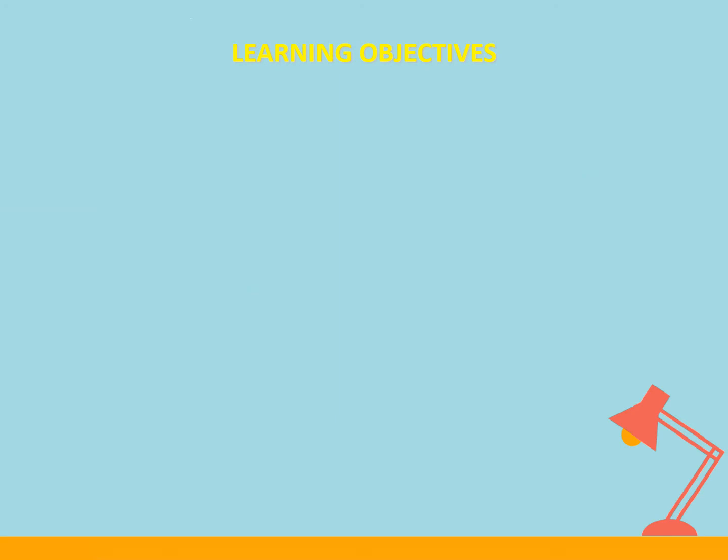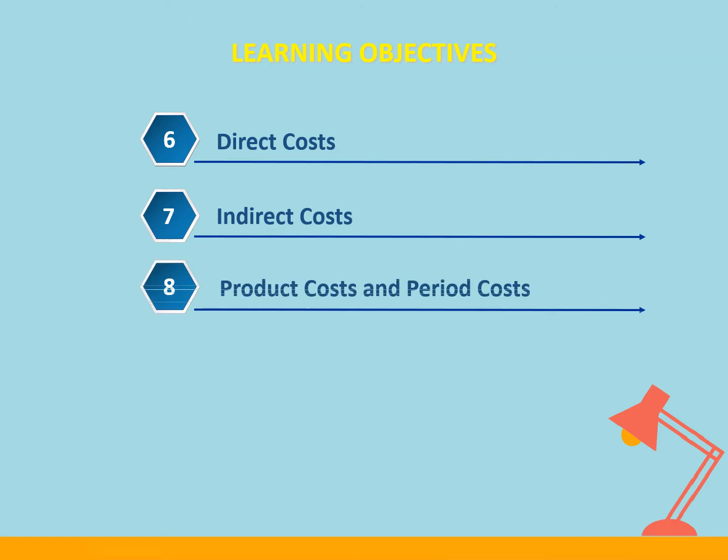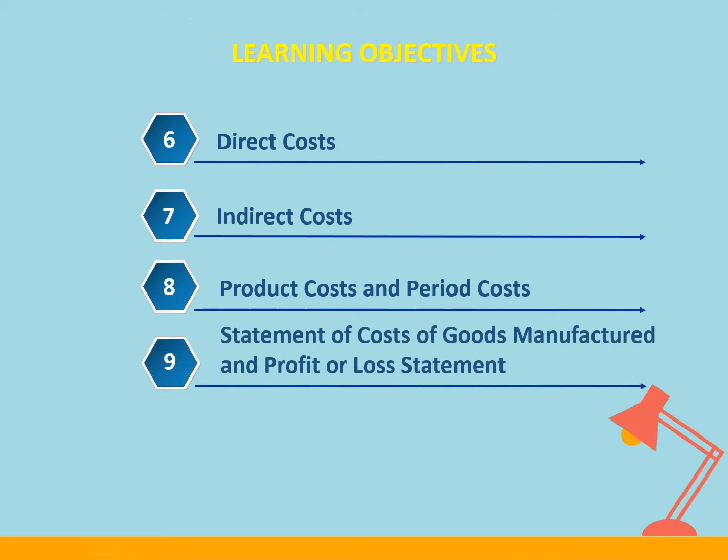So here we are in week 4, still with chapter 2, manufacturing cost, concept and components. Last week we learned 5 of the objectives for this chapter. So this week we will continue with another 4 objectives. Number 6 is direct costs, 7 indirect costs, 8 product cost and period cost, and 9 statement of cost of goods manufactured and profit or loss statement.